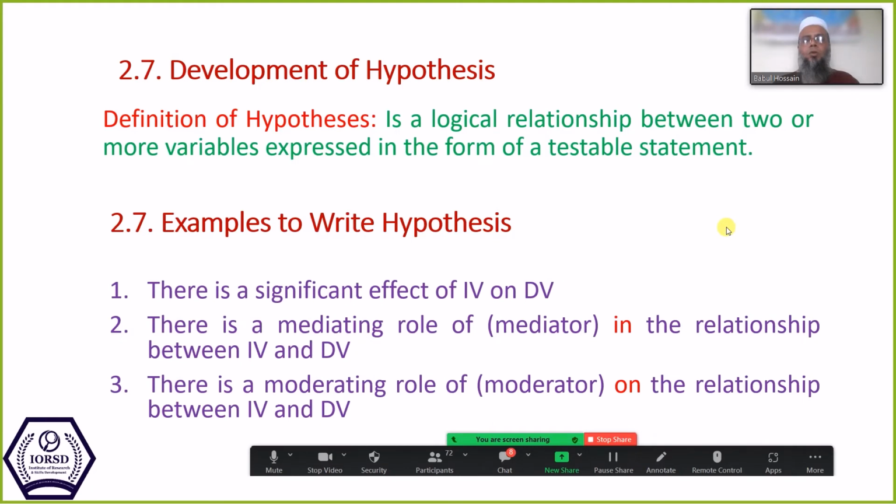Okay, development of hypothesis. The definition of hypothesis is a logical relationship between two or more variables expressed in the form of a testable statement. Examples to write hypothesis: suppose there is a significant effect of IV on DV, you will write here the IV name and on DV. There is a mediating role of, you will give the mediator name, in the relationship between IV and DV. I am just telling you how to write the moderating hypothesis, mediating and direct relationship hypothesis.